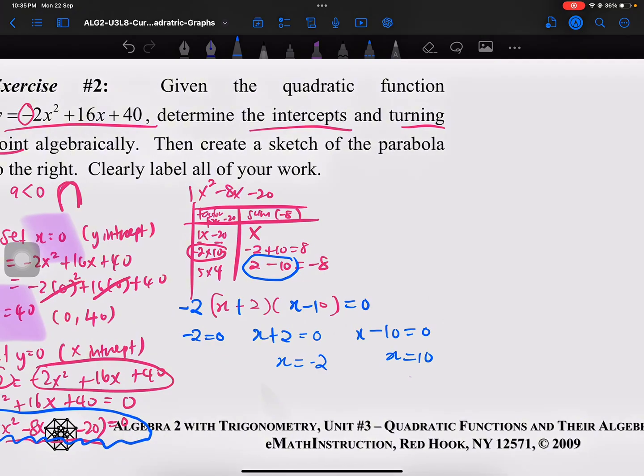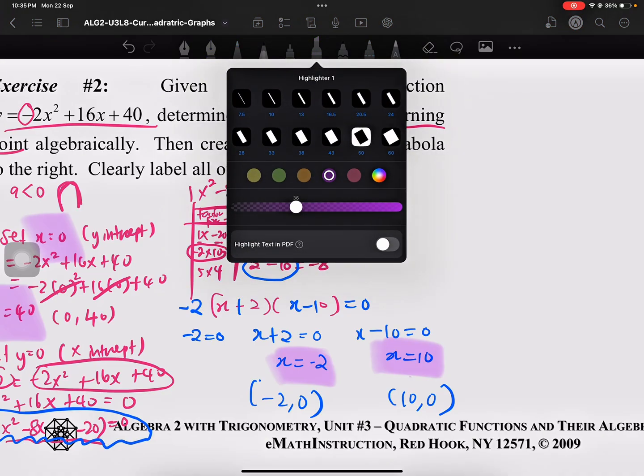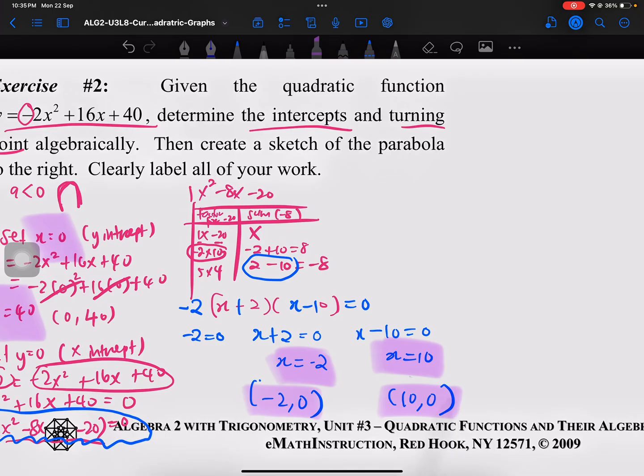So this is our x, and then -2, 0, and 10, 0. So next, you need to find the turning point. These will be your points, you need to plot in the graph. Another one is the turning point.